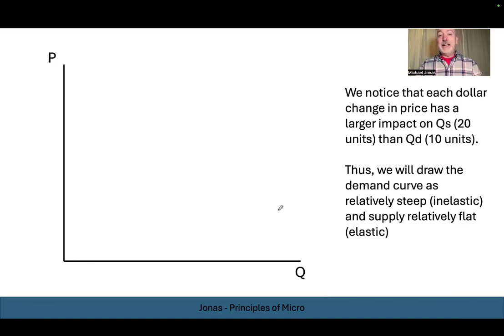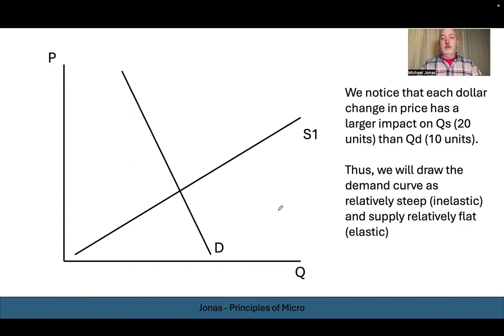So an inelastic demand curve is going to be drawn as a relatively steep downward sloping line, such as this. And then a relatively elastic supply is going to be a flat upward sloping line, such as this. So we have our initial demand curve, our initial supply curve. Supply is going to be moving, so we'll indicate this as S1. And then the equilibrium price, as we saw, was 5. Equilibrium quantity was 100. Check and check. There's our initial situation.